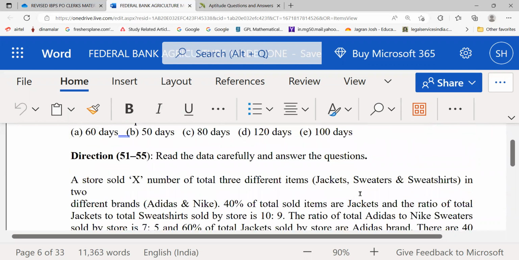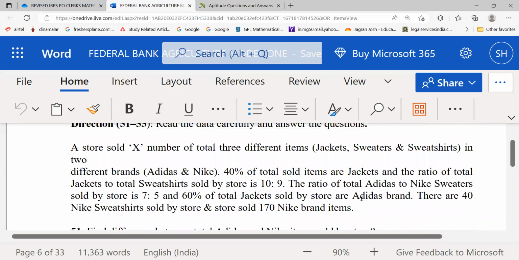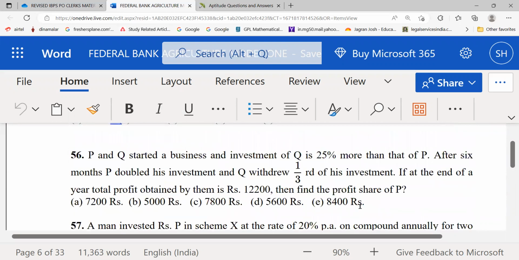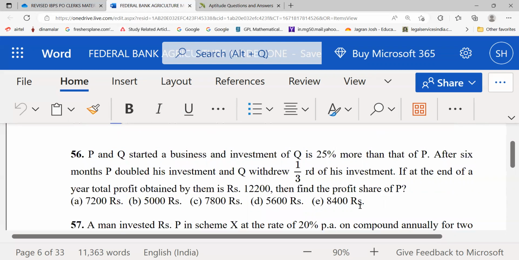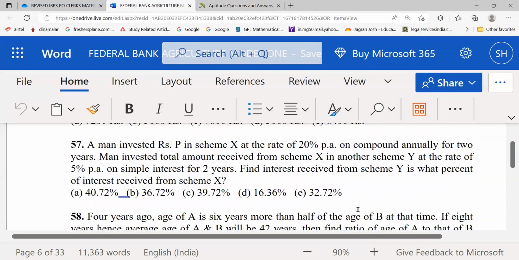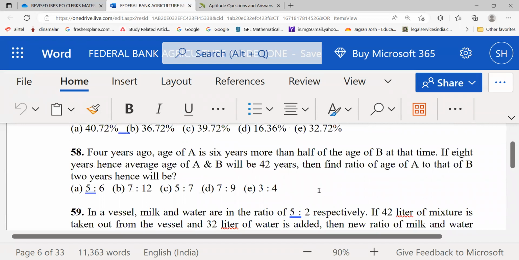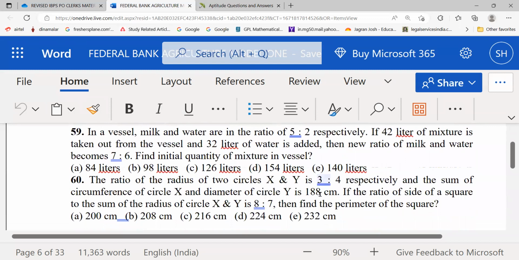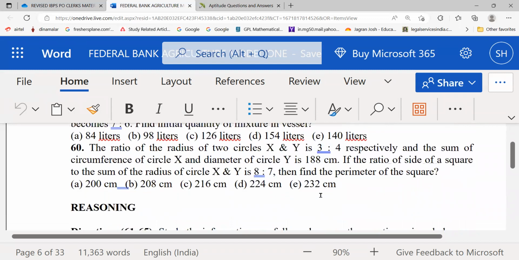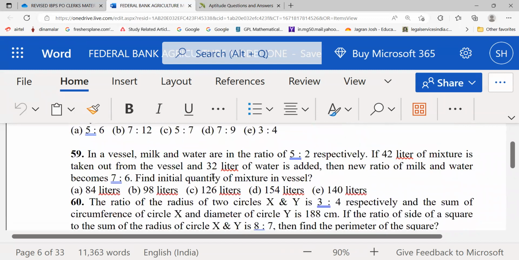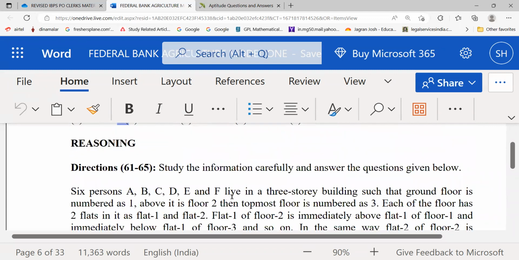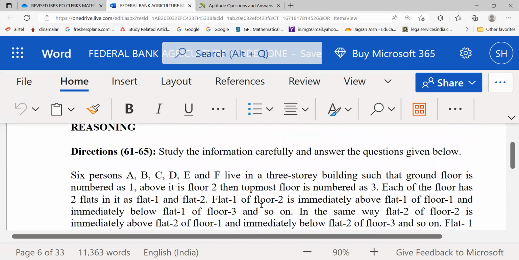The other types of questions are: a store number X has total 3 different items, different brands. Based on that, then comes P and Q started investment. A man invested in a scheme 4 years ago. A is 6 years more than half the age. In a vessel, the ratio of the radius. So this much is for your maths. Then reasoning, these are the questions. There will be puzzles.